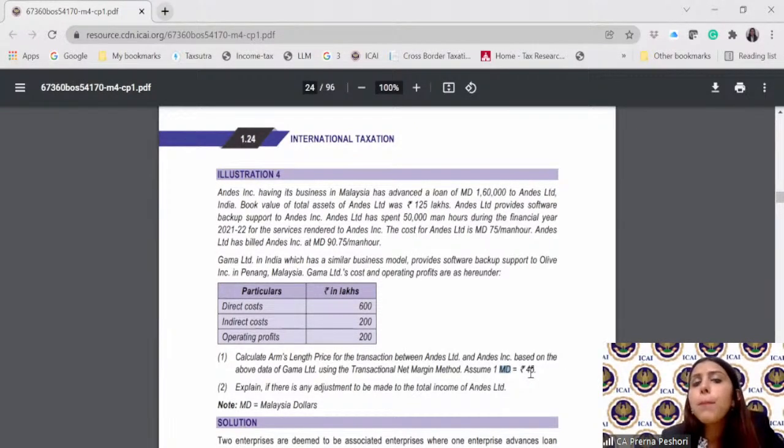On that, you will apply 25% and you will arrive at your sales figure, right? So 25% of that you will arrive at your sales figure, and less the amount billed will be your difference, will be your transfer pricing adjustment. So I'll take you to the answer.